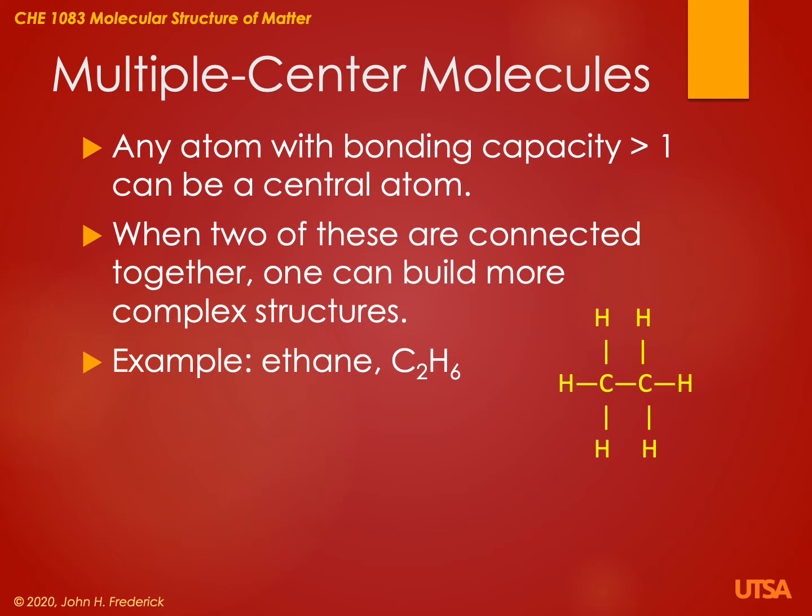Let's look at ethane as an example. Here's a picture of the Lewis structure for ethane, and you can see that with the 2 carbons connected to each other, they represent a 2-center molecule as opposed to the single-center molecules we looked at before.